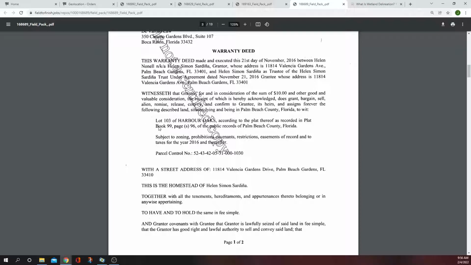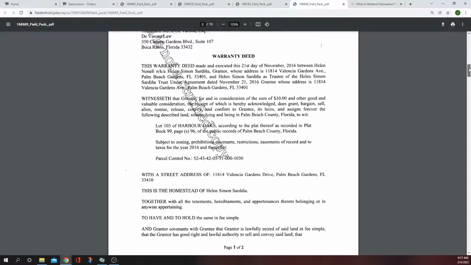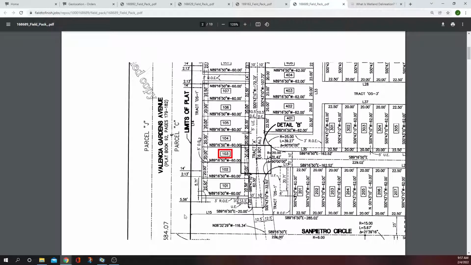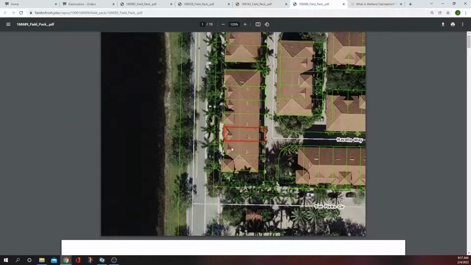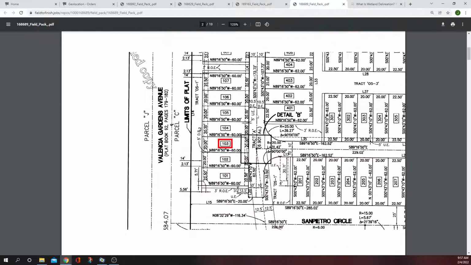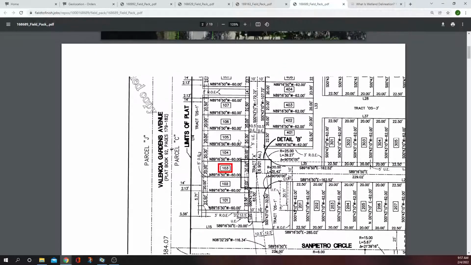And I see that in the deed it describes us as Lot 103 of Harbor Oaks. So I don't have a block. They do have a block, so to speak, because this building could be considered something of a block, and then this building is something of a block, but they don't have it platted out that way.